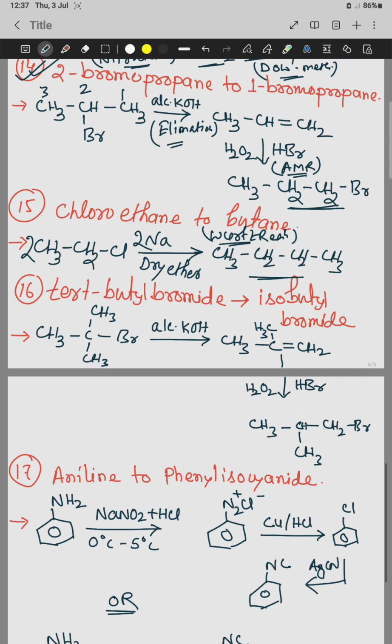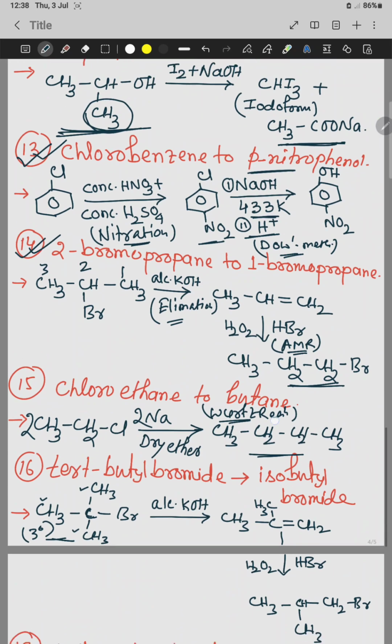Okay, so the next one is tertiary butyl bromide to isobutyl bromide. This is again very easy. This is our tertiary butyl bromide. How can we understand this is tertiary? The bromine atom is connected with this carbon, and this carbon is again connected with 3 carbon atoms, that's why it is tertiary. If the carbon atom connected with the halogen atom is connected with 1 carbon, then it is 1 degree. If it is connected with 2 carbons, then it is 2 degree, and here it is connected with 3 carbon atoms, 1, 2 and 3, that's why it is 3 degree.